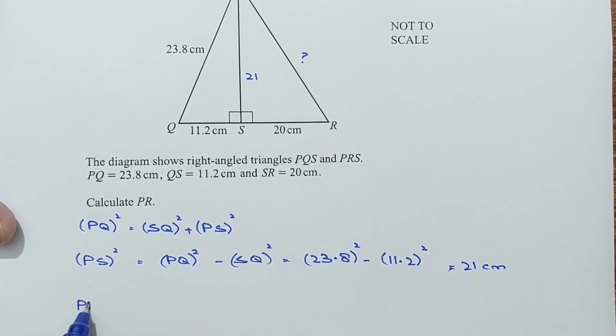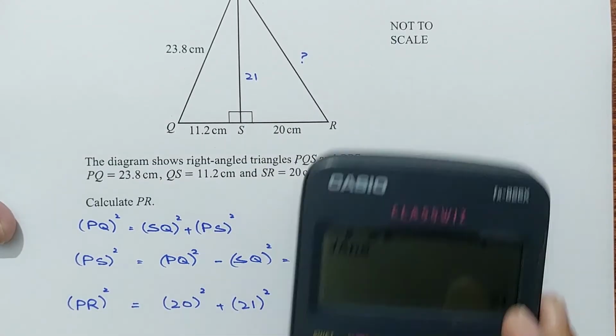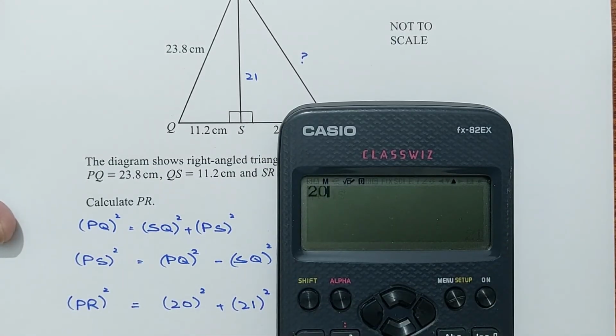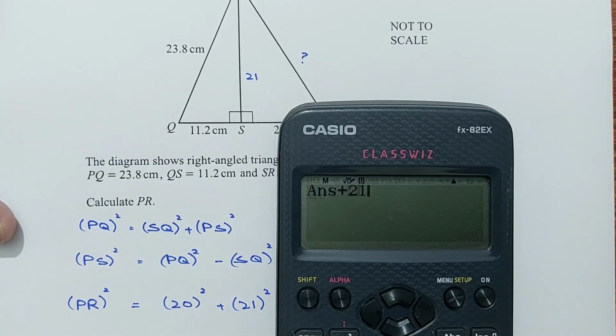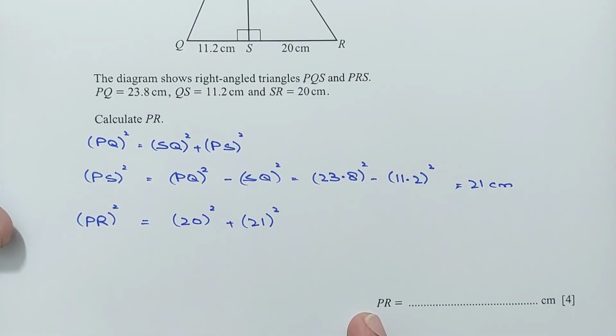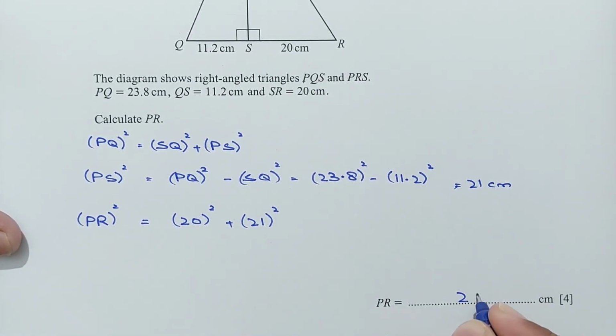Now let me solve for PR, right? So PR, again applying Pythagoras theorem, PR squared equals 20 squared plus 21 squared, and the square root. We will get 20 squared plus 21 squared, and the square root is 29, right? So this is 29 centimeters, which is PR.